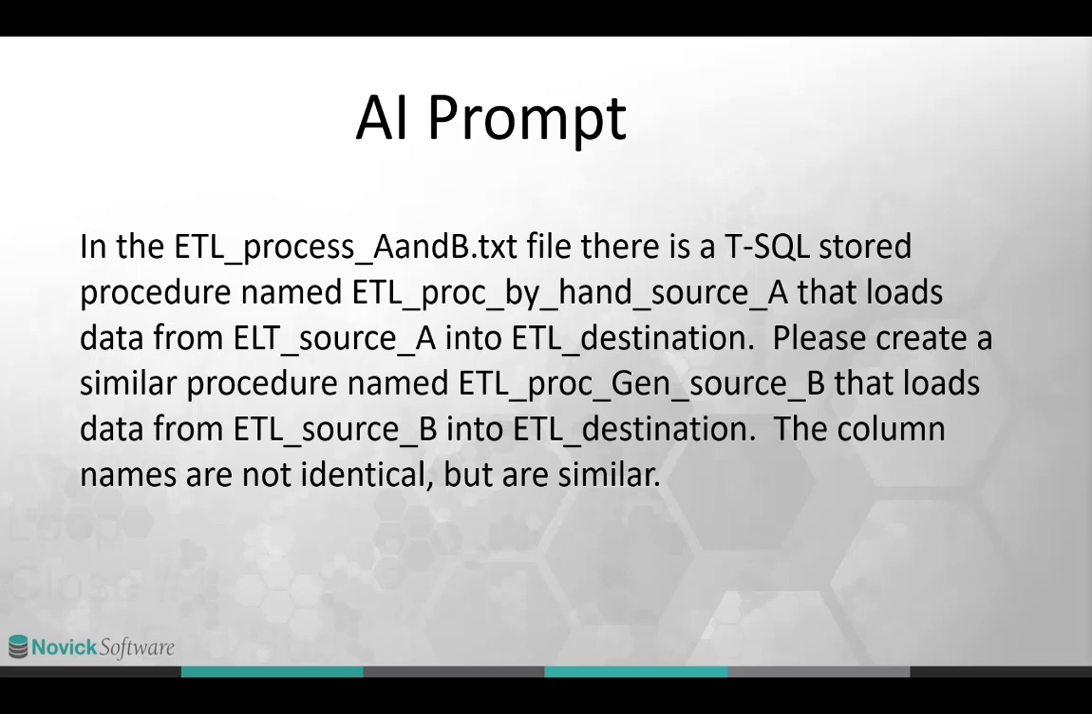In the ETL process A&B.txt file, there's a T-SQL stored procedure named ETL proc by hand source A that loads data from ETL source A into ETL destination. Please create a similar procedure named ETL proc gen source B that loads data from ETL source B into ETL destination. The column names are not identical, but they're similar. I tried to be very explicit. This is very simple. This is kind of just a spec. I guess that's the kind of thing we might get as a spec.